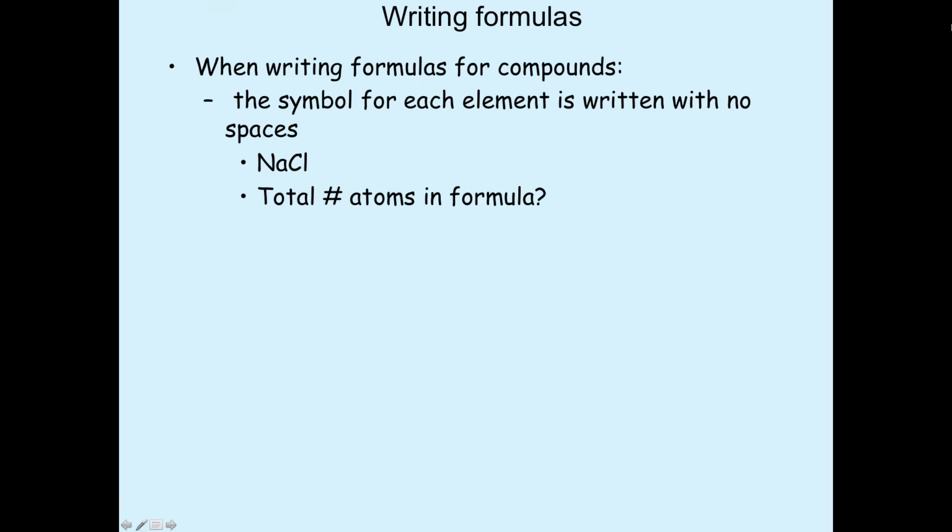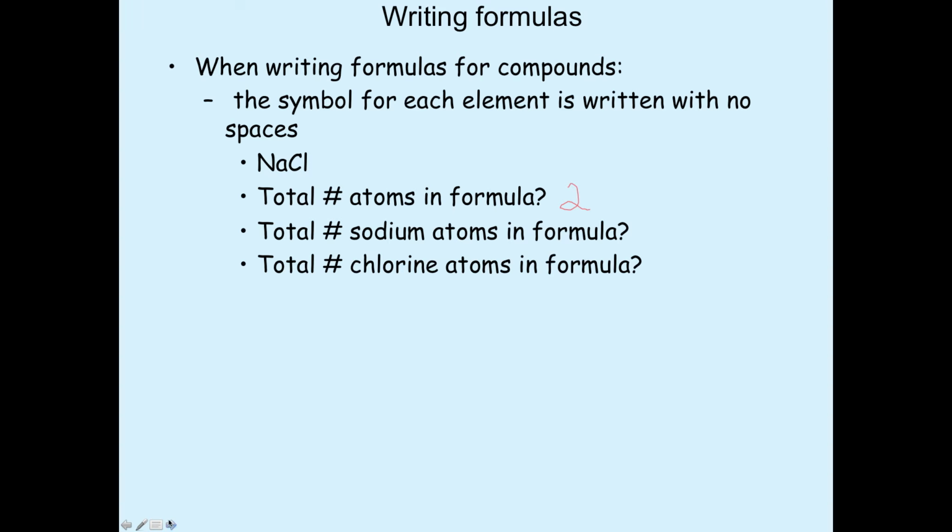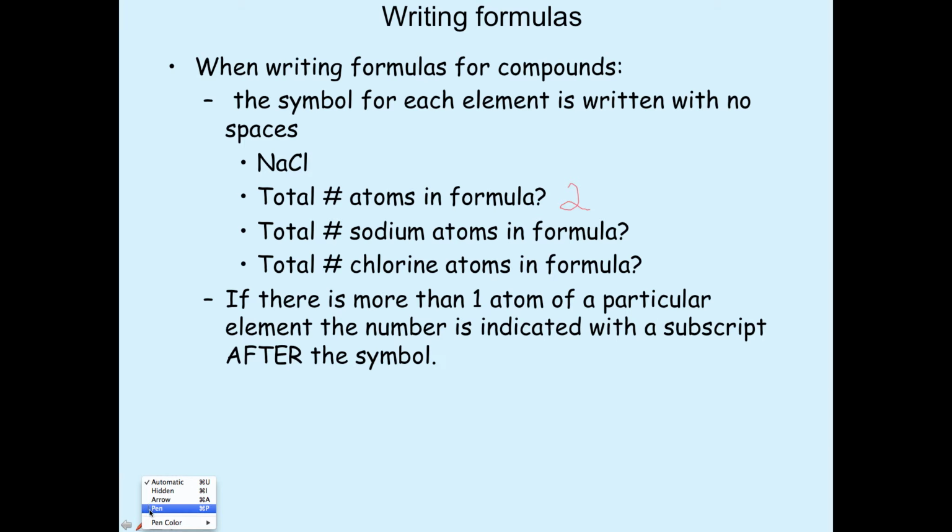The total number of atoms in the formula here are 2, because the symbol all by itself with nothing else represents 1 atom of that element. And then we have the total number of sodium atoms is 1. All right, so here we have 1. And here we have 1. If you look at the total number of atoms of each element in the formula, that has to add up to the total number of atoms in the formula.